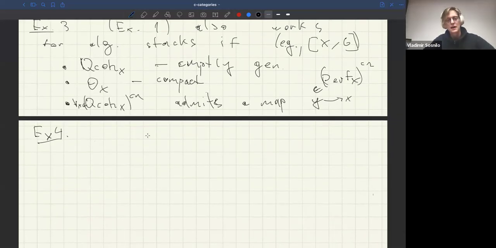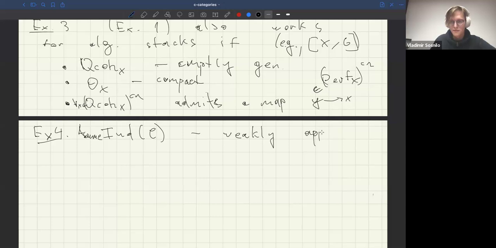Okay, and let me tell you the last interesting example. Assume you have Ind of C, a stable presentable infinity category, which is also weakly approximable in the sense of Neeman.